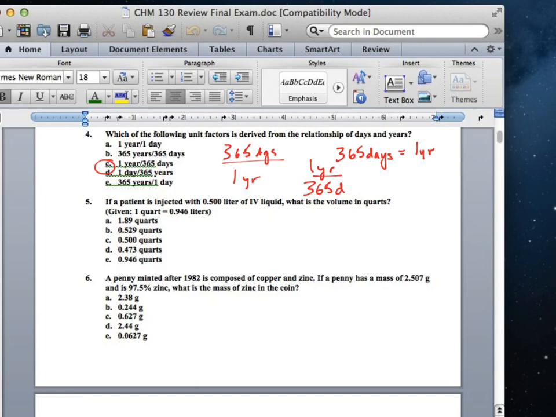Question 5. If a patient is injected with 0.5 liters of IV liquid, what is the volume in quarts? You notice this is an English metric conversion. Oh my God, but we didn't memorize it. We didn't give it to you. It's not on the front of the exam. But it does tell you right in the question. Okay, so how do we set this up? How should you set this up? This needs to equal quarts. What are we given?